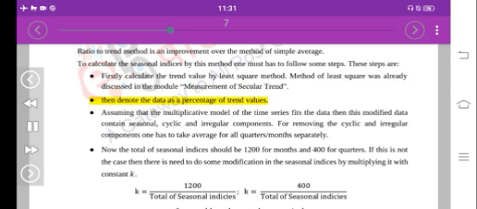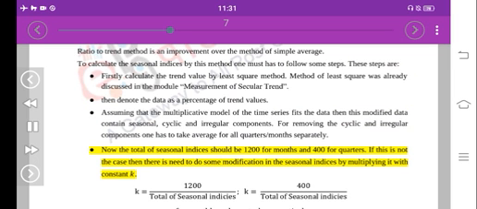Then denote the data as a percentage of trend values. Assuming that the multiplicative model of the time series fits the data, this modified data contains seasonal, cyclic and irregular components. For removing the cyclic and irregular components, one has to take the average for all quarters or months separately. Now the total of seasonal indices should be 1200 for months and 400 for quarters.